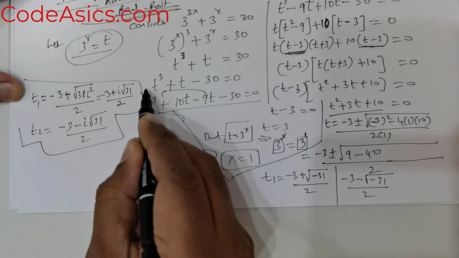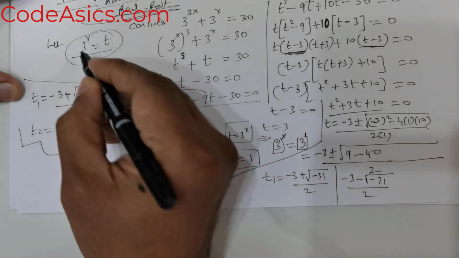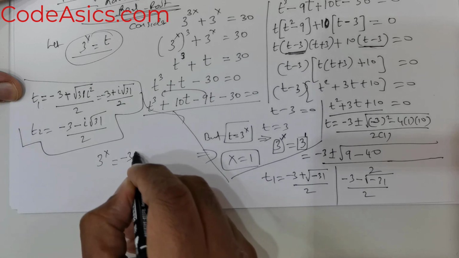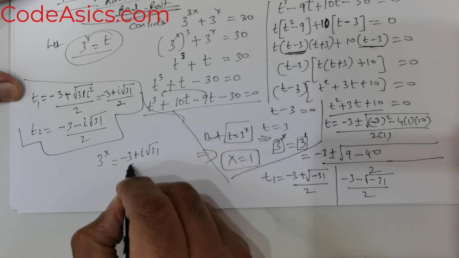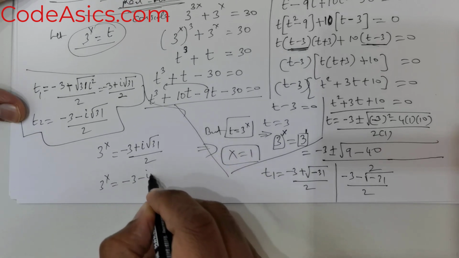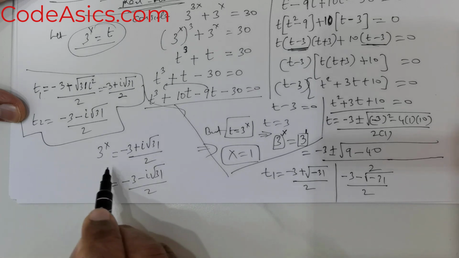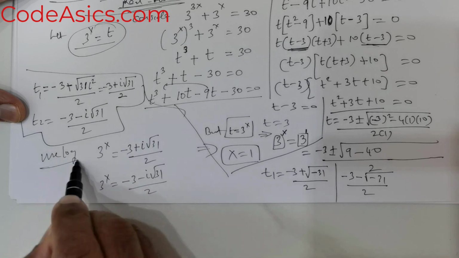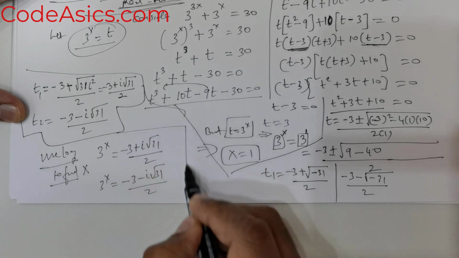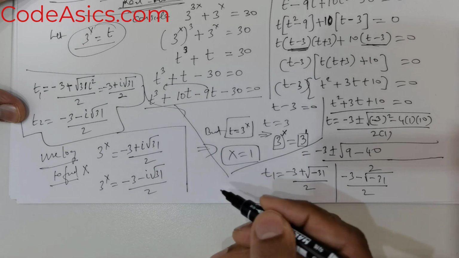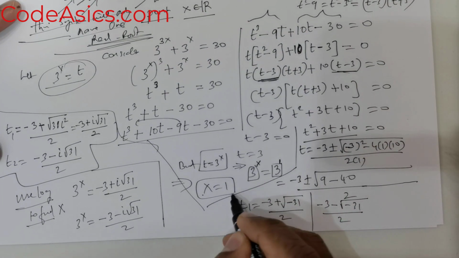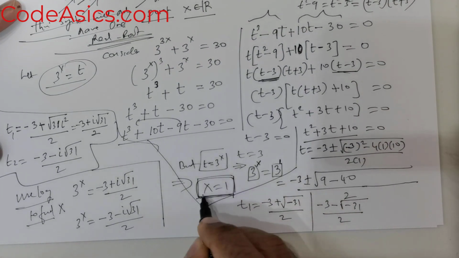So you got the presence of these two complex values, and since t = 3^x, you can rewrite it as 3^x = (−3 + i√31) / 2, and subsequently the other value is going to be 3^x = (−3 − i√31) / 2, and you have to use logarithms to find the value of x. Of course the question only wants us to produce real roots, and I think this is the right place for us to stop, with the value of x which we have found to be equal to 1.